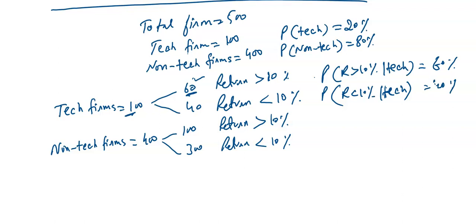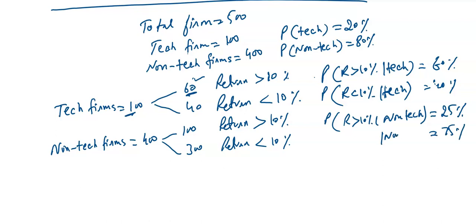And if it's a non-tech firm, what is the probability of achieving return greater than 10%? Of 400 non-tech firms, 100 firms are generating return greater than 10%. So 100 over 400 is 25%. So the last will be 75%, non-tech return less than 10%.